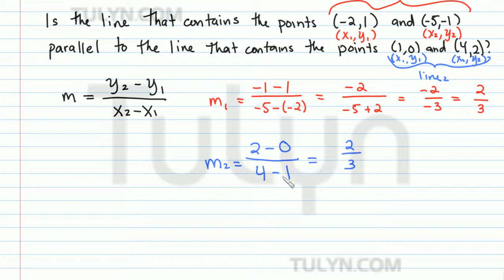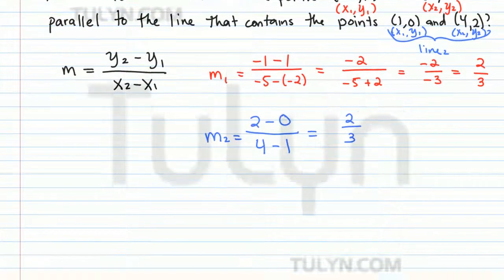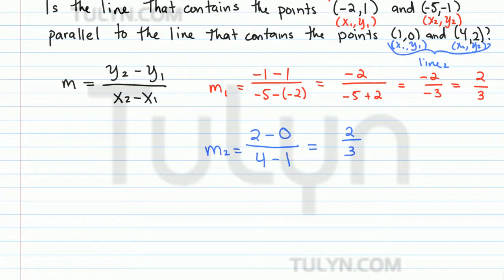So m1 is equal to 2/3 and m2 is equal to 2/3. And so by what we said before, these lines are parallel. So because m1 is equal to m2, the lines are parallel.